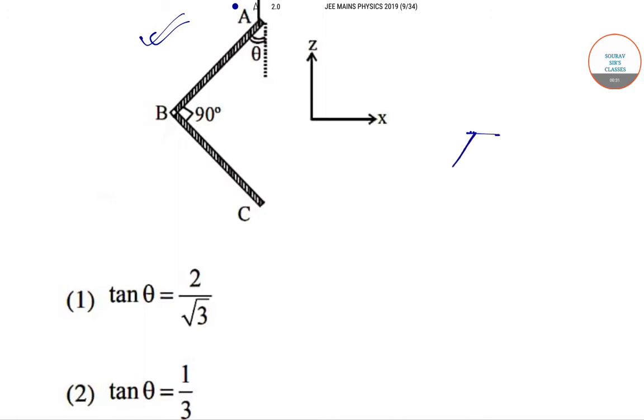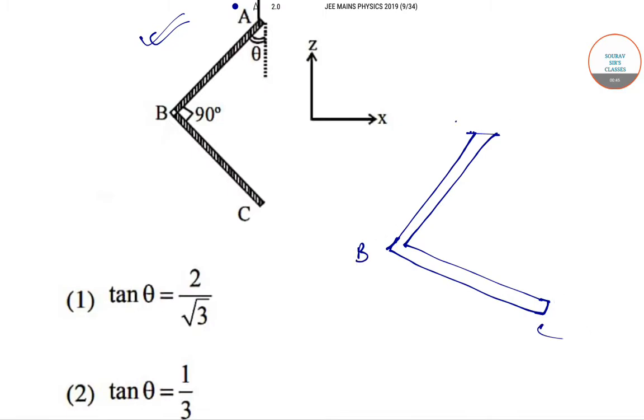this is the L-shaped object. This is C, this is B, this is A. So here this is the dotted line.